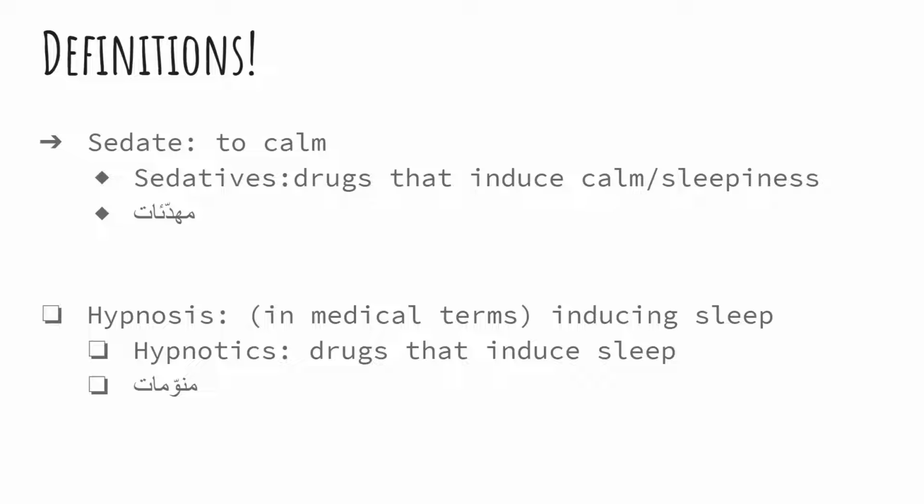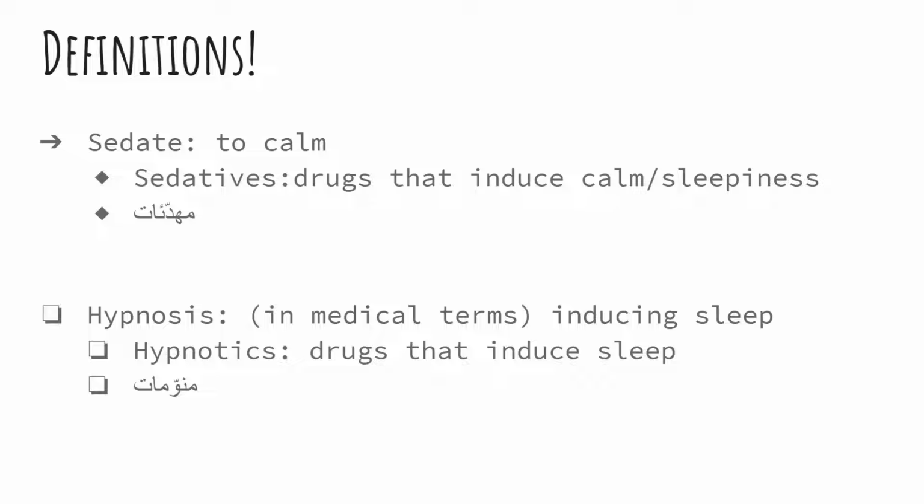So كلمة sedate معناها تهدي أو أنك تهدئ حدا. So when we say sedatives, we're talking about drugs that are supposed to induce calm or sleepiness. اللي هي ال drugs that are supposed to make a patient calm. بيكون معصب بتخليه هادي ومروق. فهاي اللي احنا بنسميها الأدوية المهدئات.